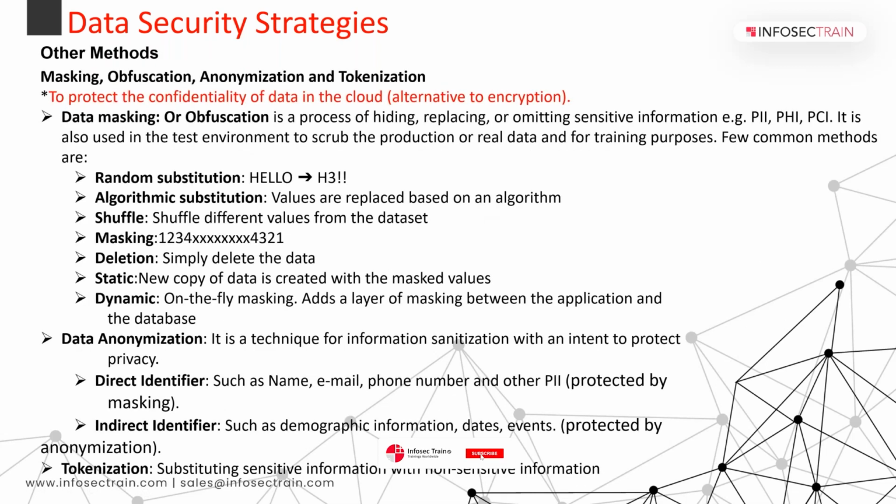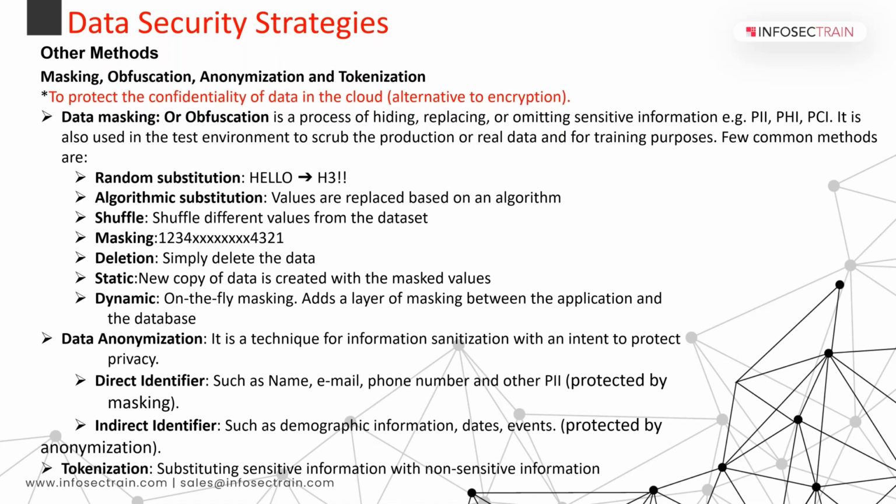When you want to secure your data on cloud, there are various methods by which you can secure it: masking your data, obfuscation, anonymization, tokenization. This can be used on cloud as an alternative to encryption. So what is data masking? You must have seen it when typing your credit card number, where certain numbers are masked and you see XXX coming, or when you are typing your password, you just get dots. It is called data masking or obfuscation.